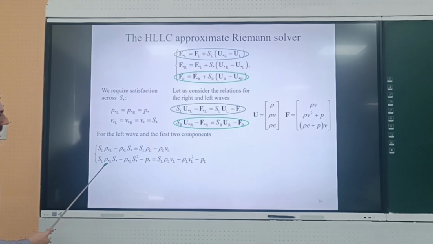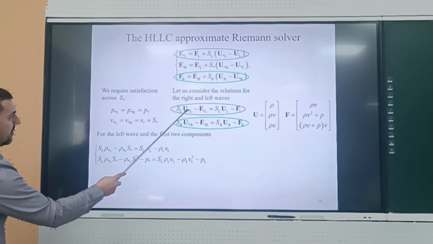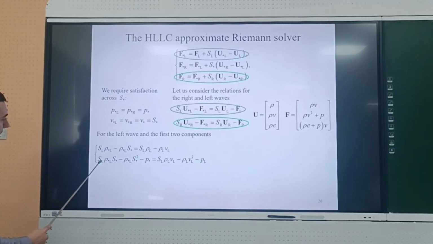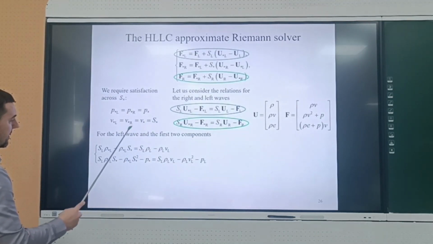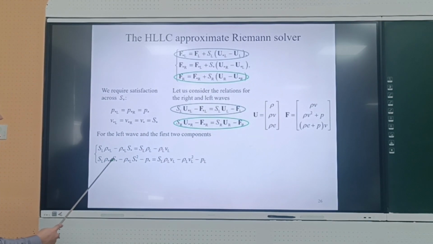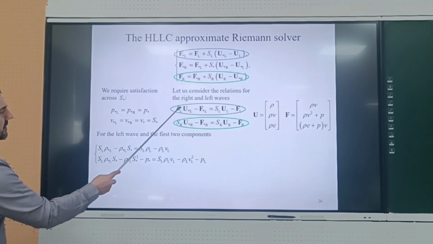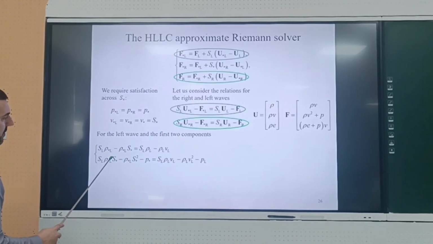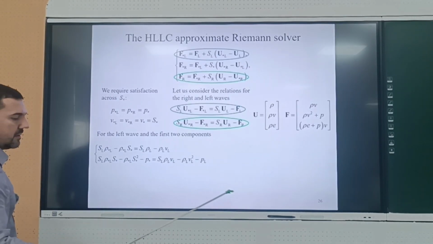Once again, I just try to explain to you. This is SL, and the second component of this guy, and the second component is rho V, but the velocity equals S star. So it is just a very formal application of this formula, just expand it for each component.